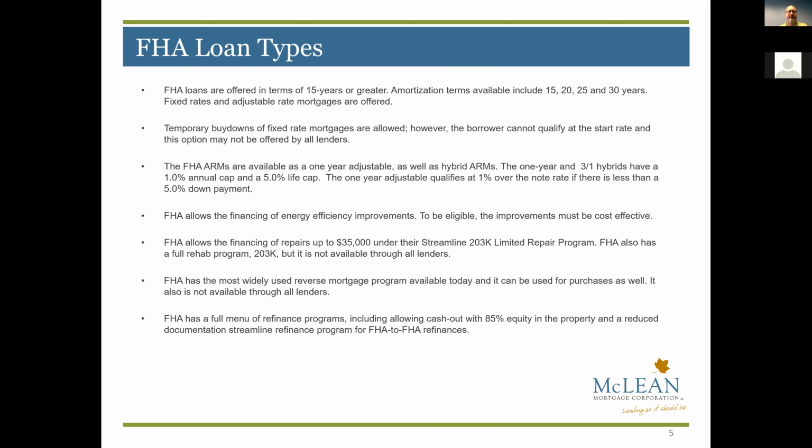The different types of FHA loans. First of all, you can get them in a variety of years, starting at 15 and going in 5-year increments. Would that be the same for other kinds of loans, where you could still count that as your income? On a conventional loan, you can do the same thing.